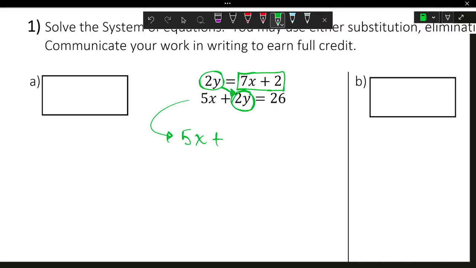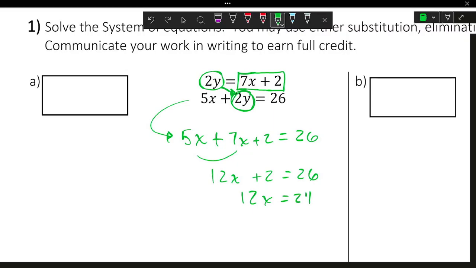What's 2y? Funny you should ask. 2y is 7x plus 2 according to the top equation, so this equals the number 26. When I combine these two terms, I get 12x plus 2 is 26. Therefore, 12x is 24, and I believe that x is the number 2.